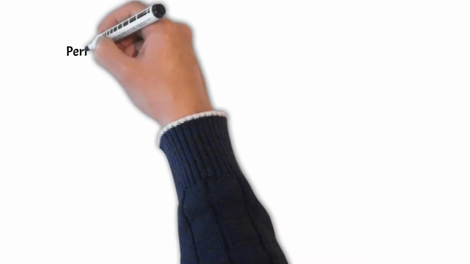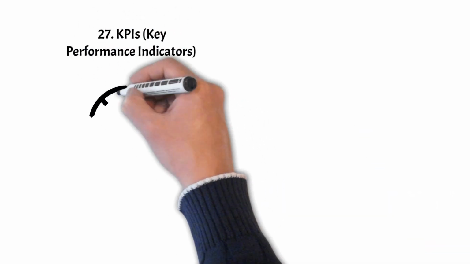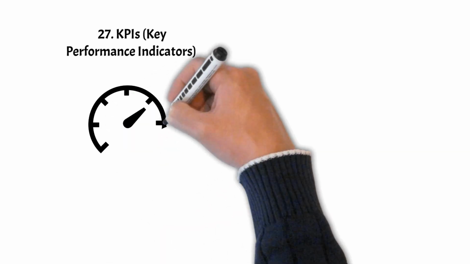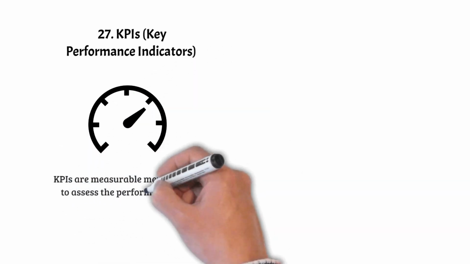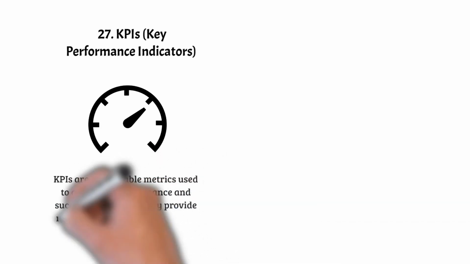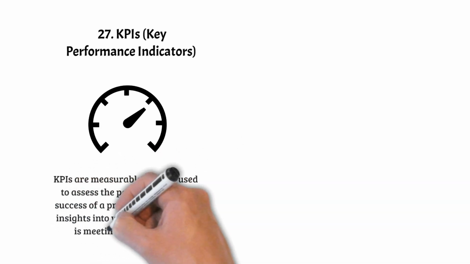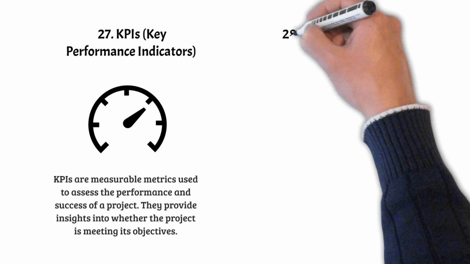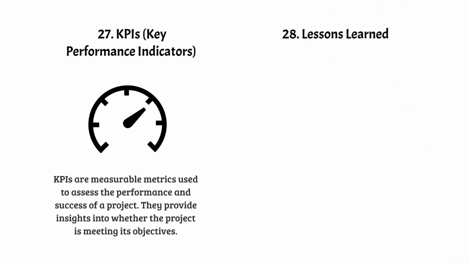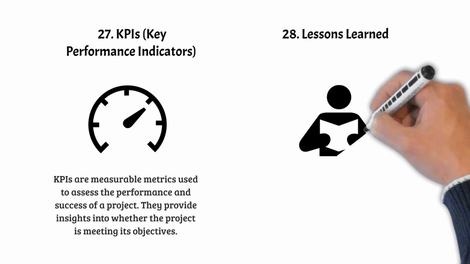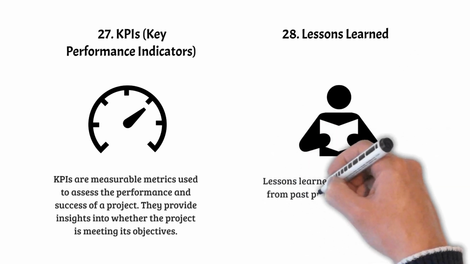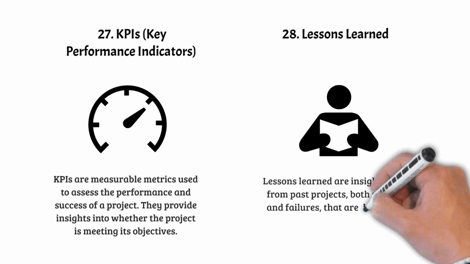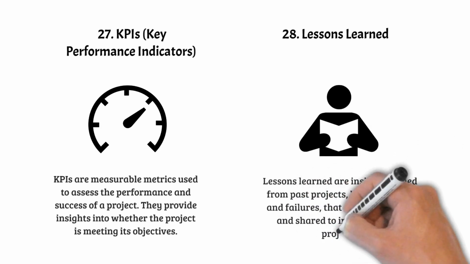27. KPIs, Key Performance Indicators. KPIs are measurable metrics used to assess the performance and success of a project. They provide insights into whether the project is meeting its objectives. 28. Lessons learned. Lessons learned are insights gained from past projects, both successes and failures, that are documented and shared to improve future projects.